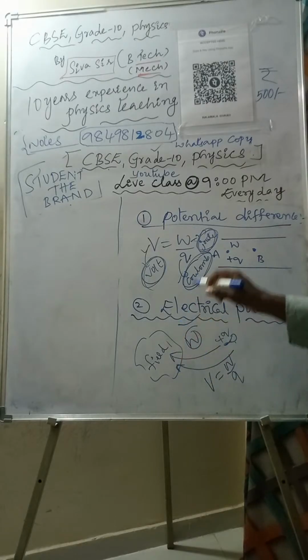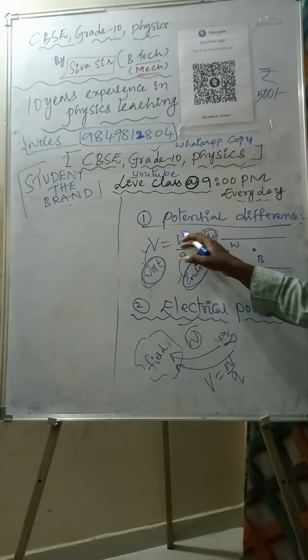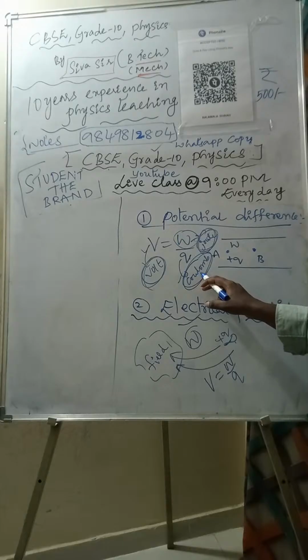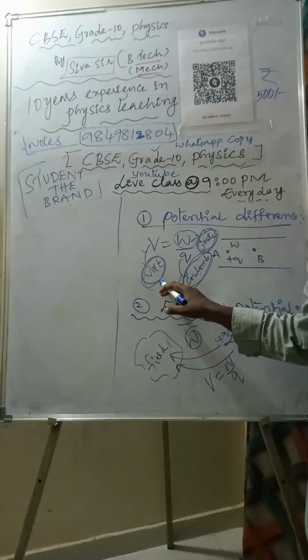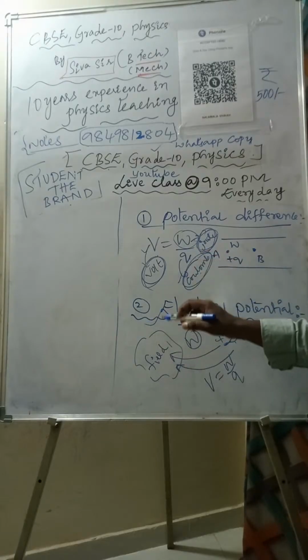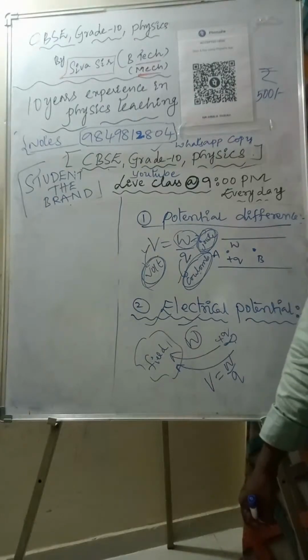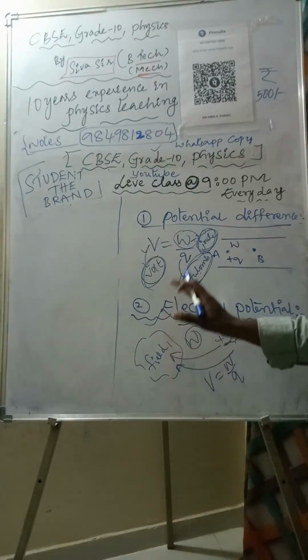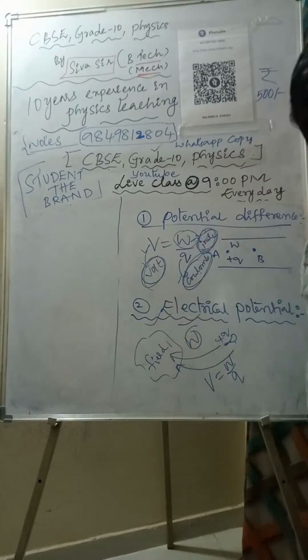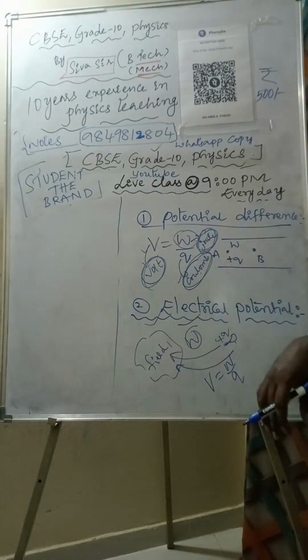Thank you so much. So here you can see V equal to W by Q. SI unit of work is joule, SI unit of charge is coulomb, SI unit of potential difference is volt. And electrical potential is also the same thing. Potential difference and electrical potential are also the same thing, right? So do you have any doubts in this topic? If you have any doubts, you can ask me. Otherwise I can go to the next topic. So this is about potential difference and electrical potential.